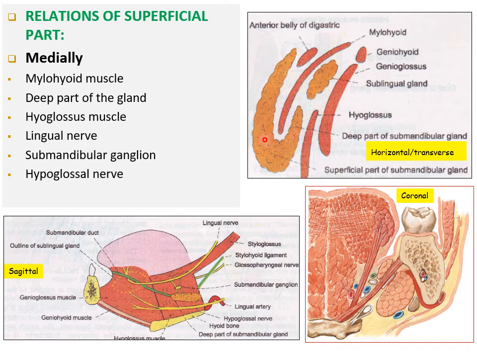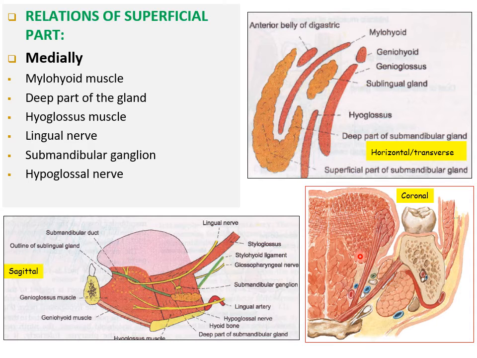So this is the J-shaped gland. We are talking about the relations of the superficial part, particularly the medial relations. What are the relations? First is the mylohyoid muscle. You can see the labeling. This is the mylohyoid. Next you can see the deep part of the gland. This is the deep part of the gland. Then, in a deeper plane, you can see the hyoglossus muscle.